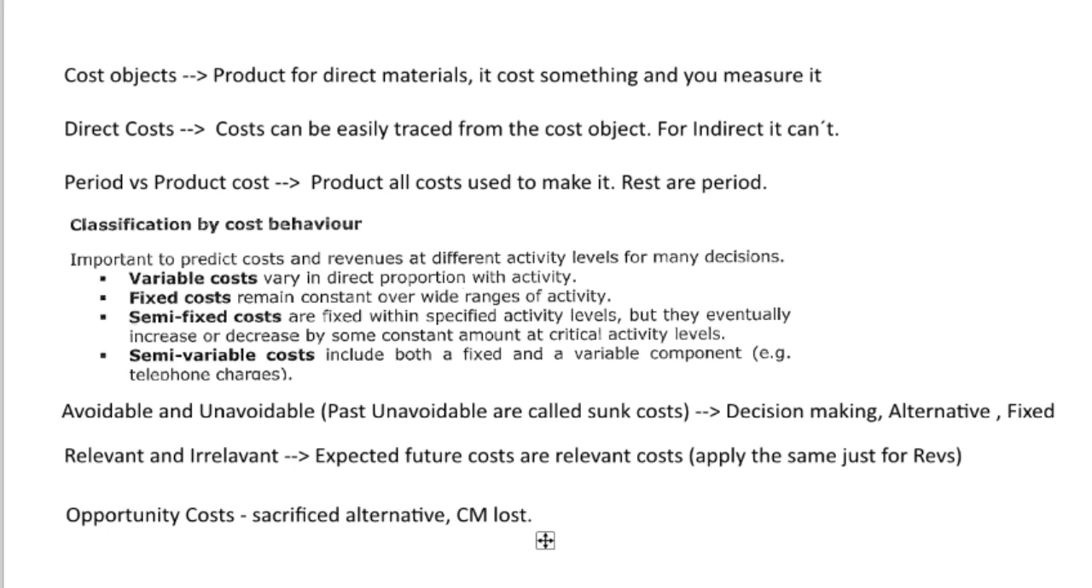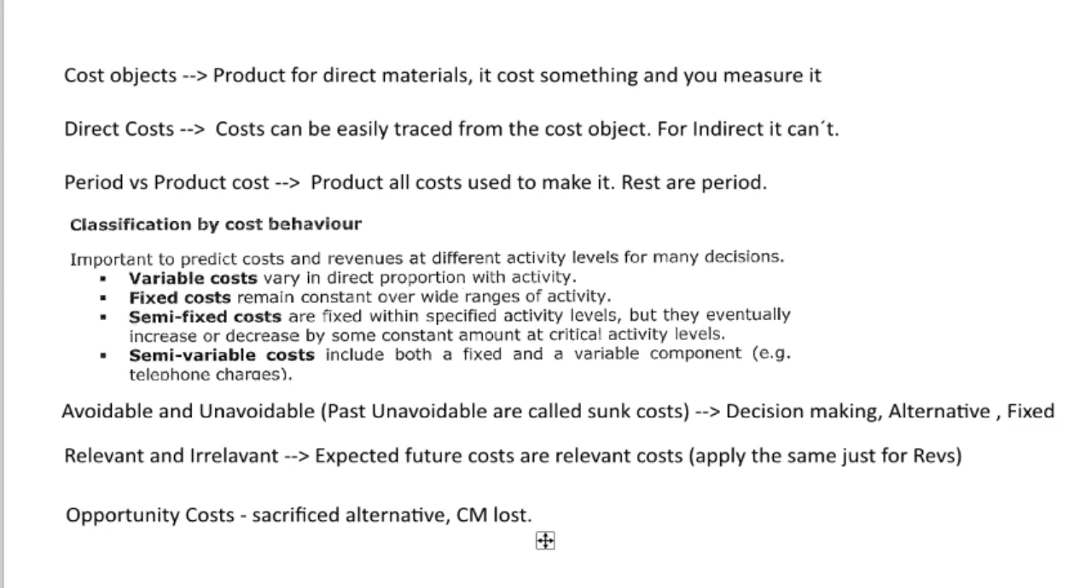Okay, period versus product. So the product costs are just all the costs that were used to make it. For example, the factory to manufacture, the people working on it, the lights in the factory, all that, right? Period are the rest. So like the warehouse to store all the products, yeah, that's period because that wasn't used to make the actual product.